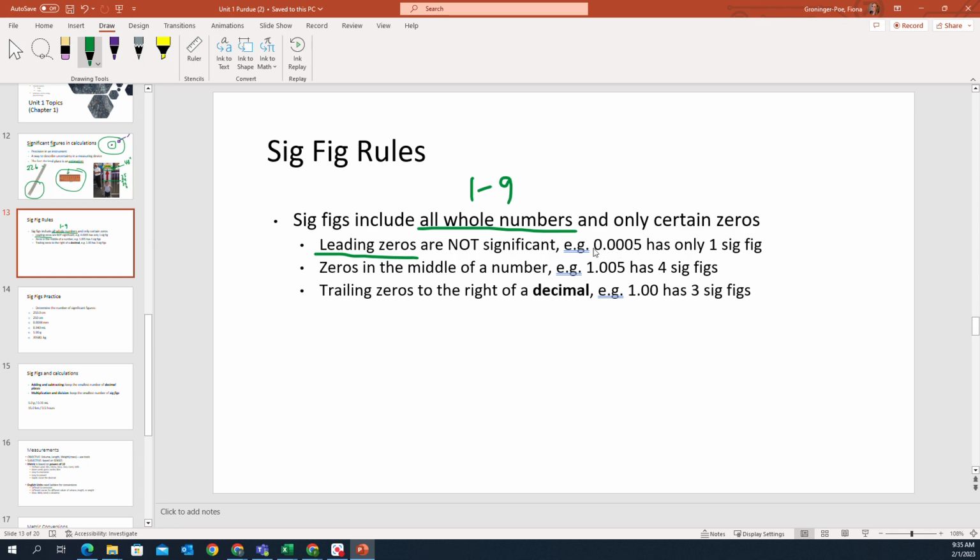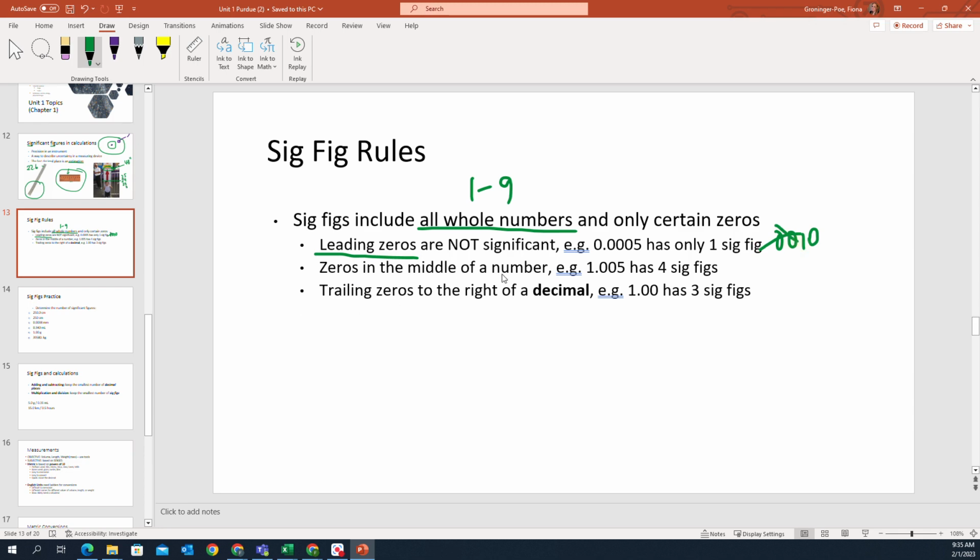Like 0.0005, that's only 1 sig fig. And if it's like 0010, that's only going to have 1 sig fig, okay? Nothing before it counts. Those are not going to be significant.